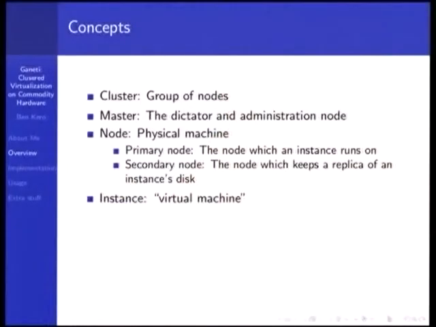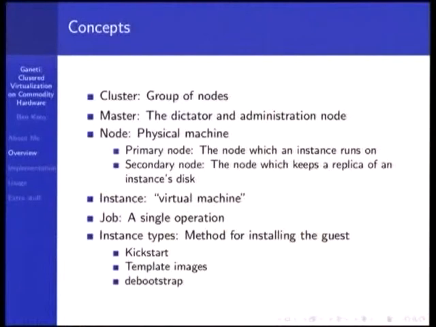An instance is the term they use for a simple virtual machine. And a job is just a single operation. All jobs submitted to Ganeti run through a standard job queue. So this way you have a nice timeline of operations and you can queue them up and do them in bulk and whatever else you need to do.